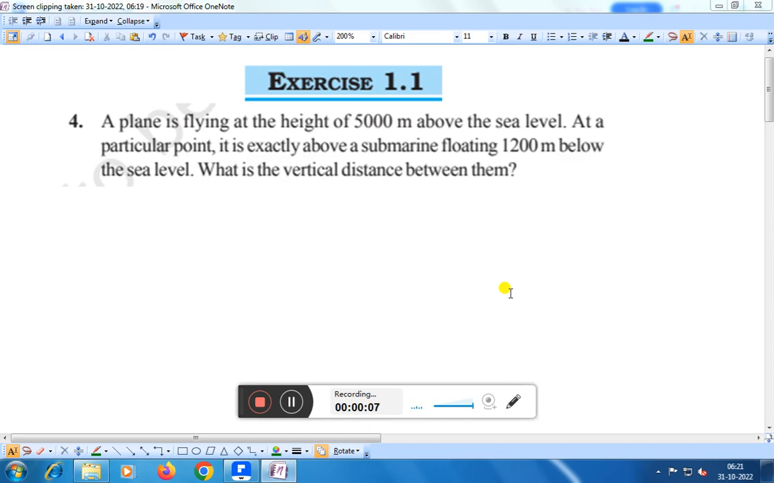A plane is flying at a height of 5000 meter above sea level. At a particular point it is exactly above a submarine floating 1200 meter below the sea level. What is the vertical distance between them? Suppose this is the sea level.